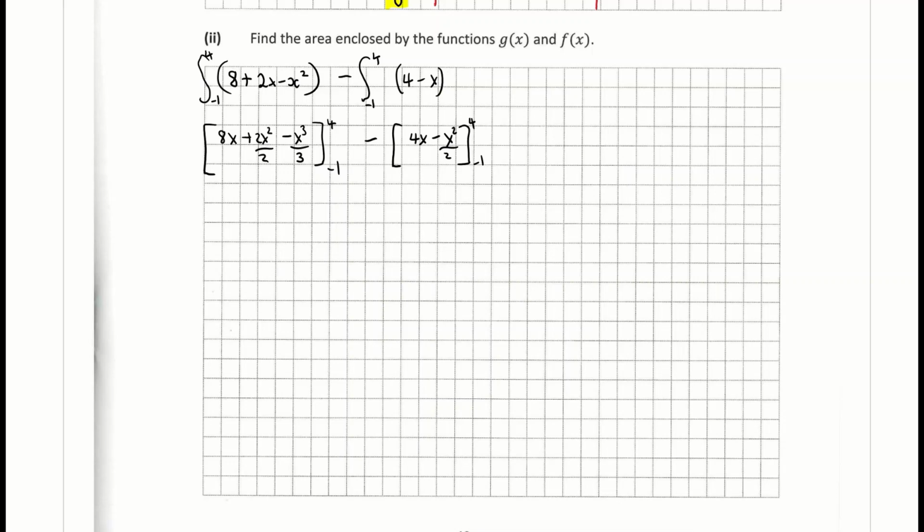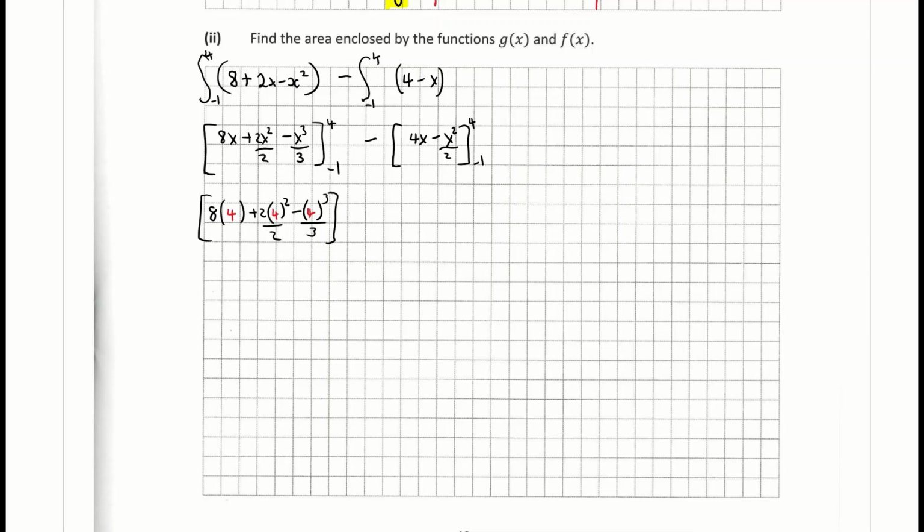So I'm going to do both of these out now separately, subbing in 4 and then -1. First of all I'm going to sub in 4. So it's going to become 8 bracket plus 2 bracket 4 squared minus 4 cubed all over 3 and all over 2. It's important here that we use brackets because we get to a minus in a couple of minutes and our calculator needs brackets. Okay, so that's subbing in the 4.